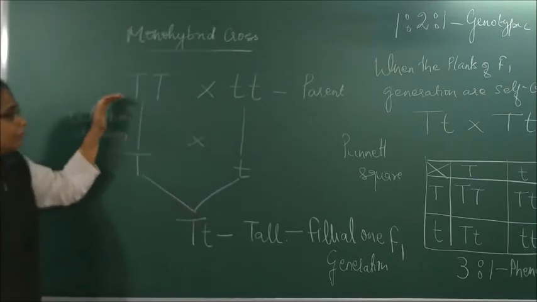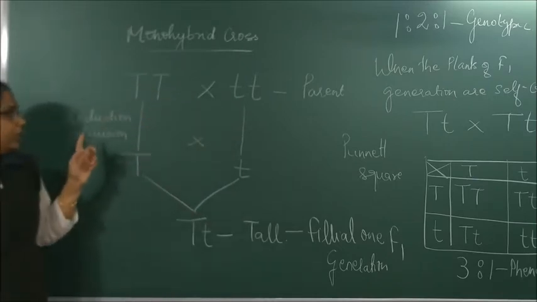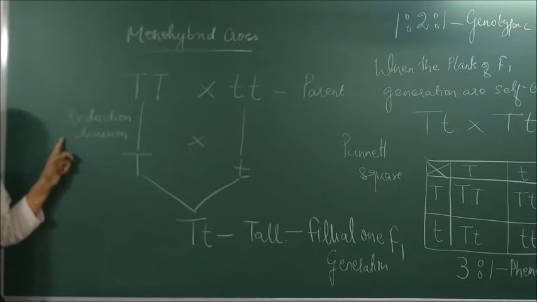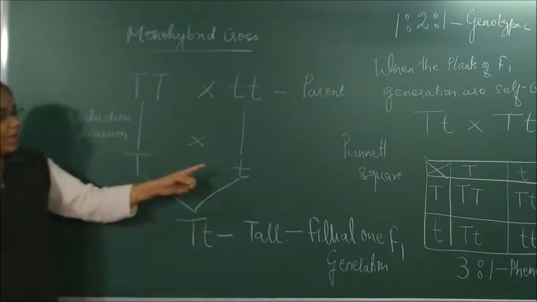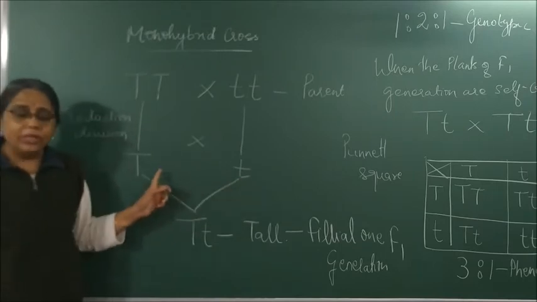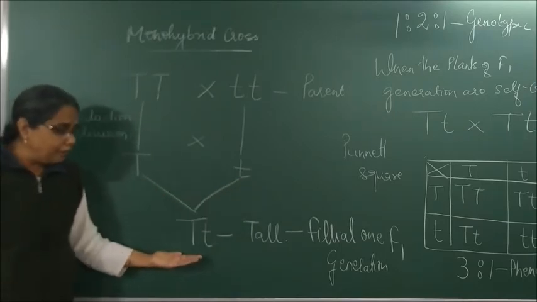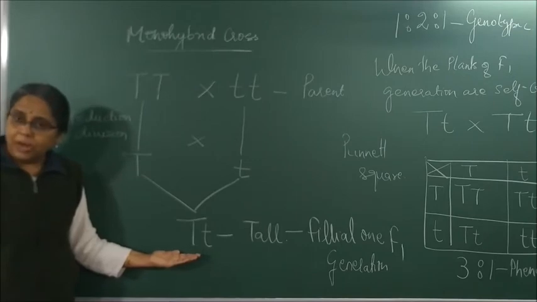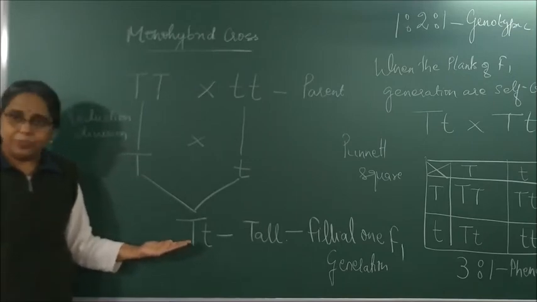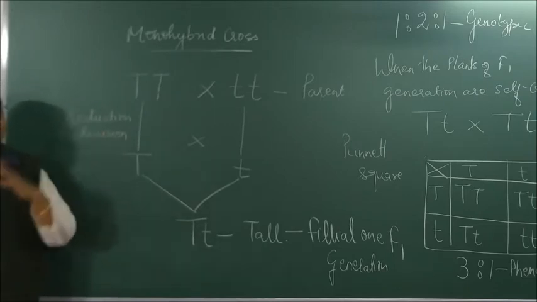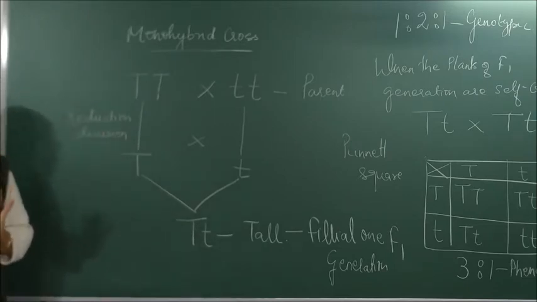Okay? When they reproduce, what division takes place? Reduction division takes place, and you get one capital T and one small t. When they fuse together in the F1 generation, all plants are tall. How tall are they? Phenotypically tall. Phenotypic means outwardly tall, but inside it has genes of dwarfness or shortness.